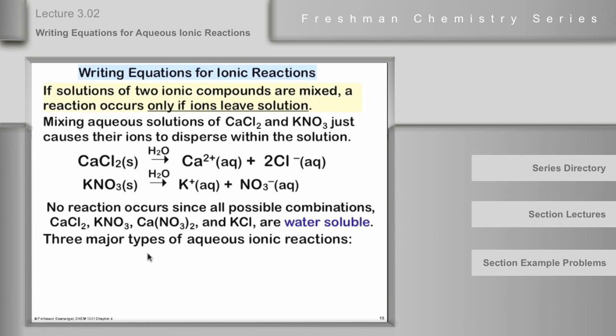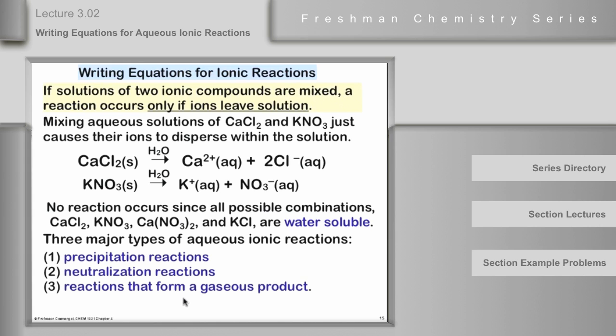So, the major types of ionic reactions we're going to be studying starting Monday are precipitation reactions where we form one compound or 2 compounds that are insoluble, neutralization reactions, which are acid-base, and reactions that form a gaseous product. We won't say much about those.